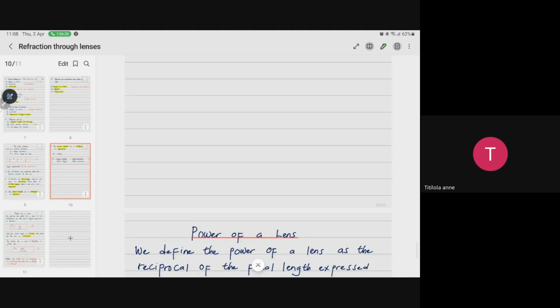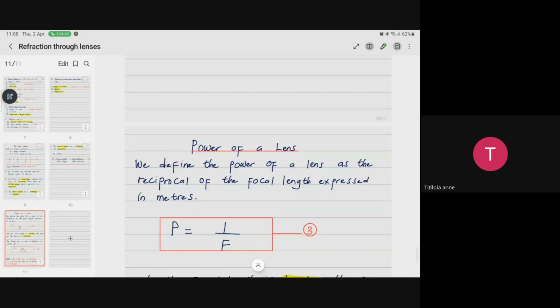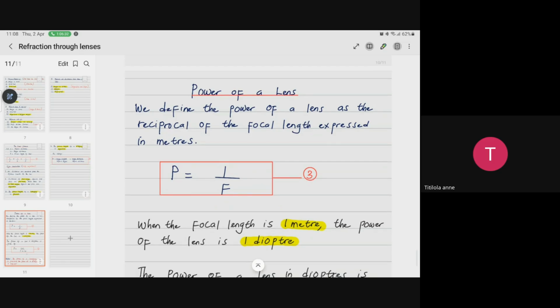All right, so let's go. I've talked about the multiplication formula, and then we've looked at the power of the lens. So now for the power of the lens, we define the power of a lens as the reciprocal of the focal length expressed in meters. If the focal length is in meters, this is the formula: P is equal to 1 over F. I've seen a lot of questions under the power of a lens. All right, P is equal to 1 over F. Now, when the focal length is 1 meter, the power of the lens is 1.